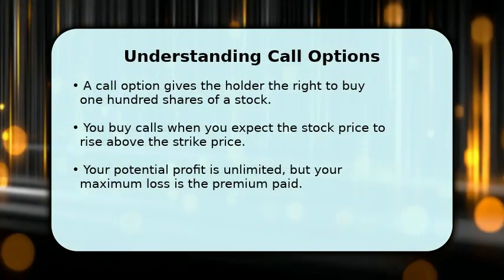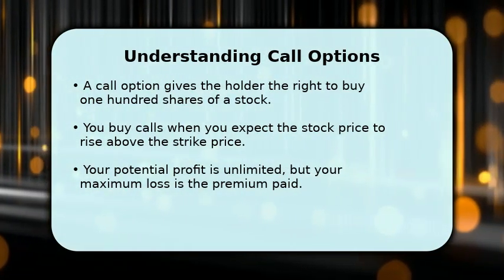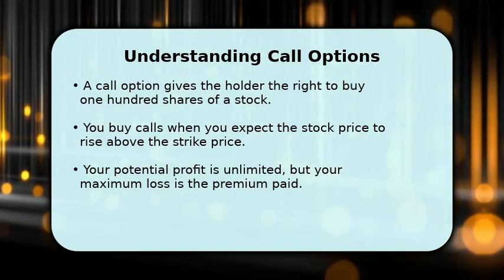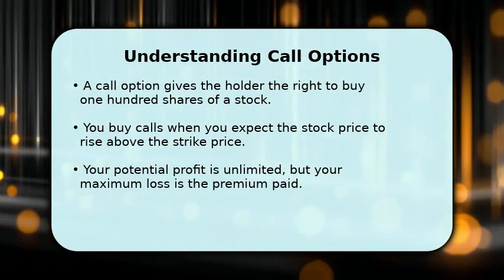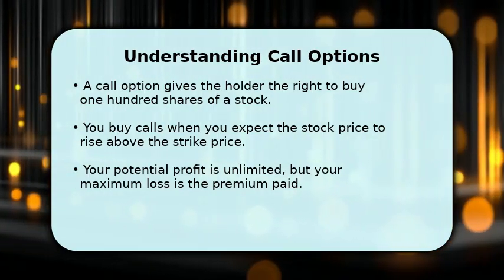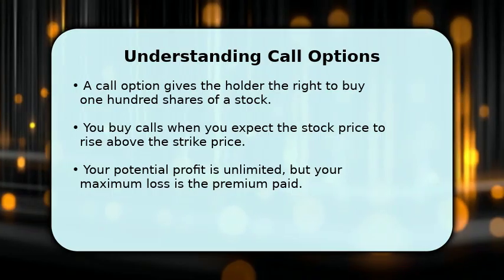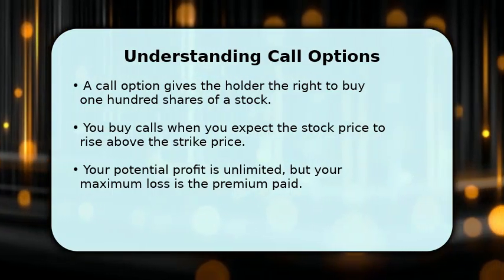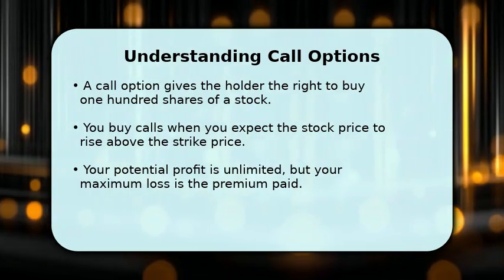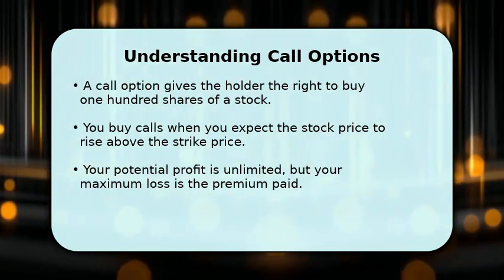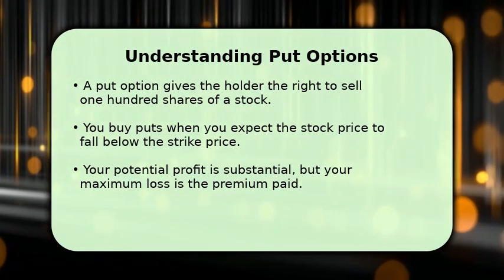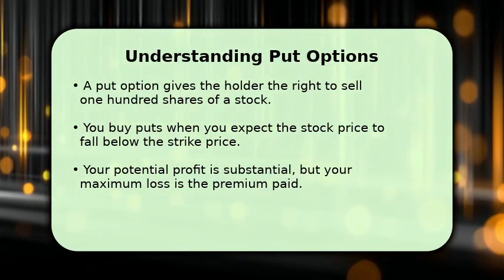A call option grants you the right to purchase 100 shares of an underlying stock at a set price, called the strike price, before the expiration date. Investors typically buy call options when they anticipate the stock's price will increase significantly. If the stock rises above the strike price plus the premium paid, you can profit. However, if the stock does not move as expected, your maximum loss is limited to the premium you paid for the option contract.